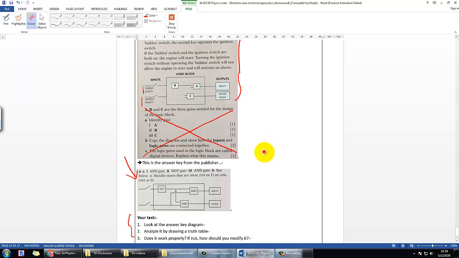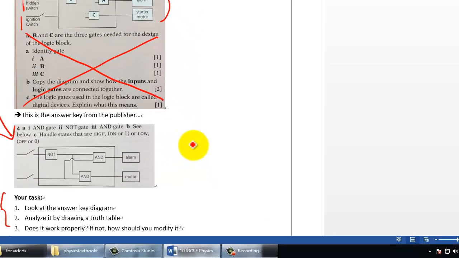So what I want you to do is analyze it first and explain to me why it doesn't work properly, and then try to see how you can change it. Okay, so actually with this system, you just have to tweak one thing to make it work properly. So see whether you can find it out by yourself. It's a very interesting challenge for you to do. So pause the video now and try to work it out.